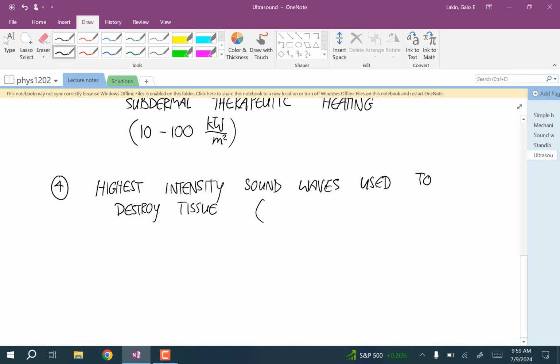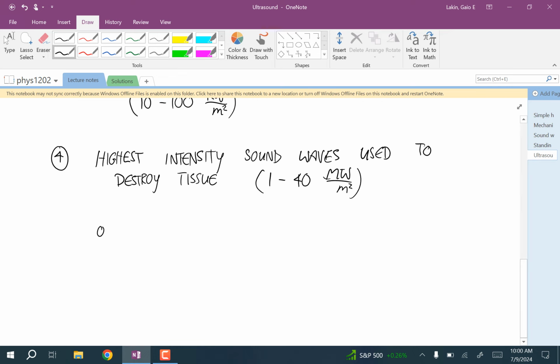And the intensities used here are somewhere in the range of 1 to 40, not kilowatts per meter squared. This time we're talking about megawatts per meter squared. So this is 1 times 10 to the 6th to 40 times 10 to the 6th watts per meter squared.